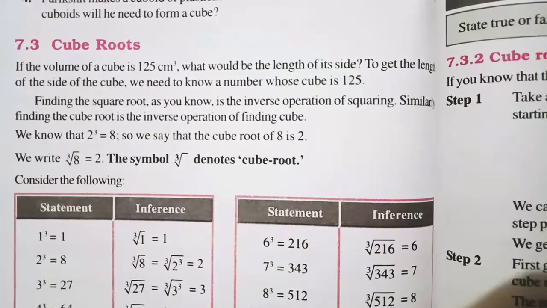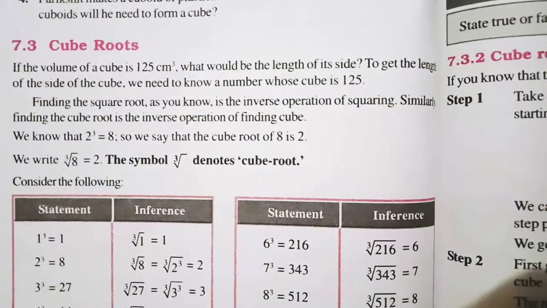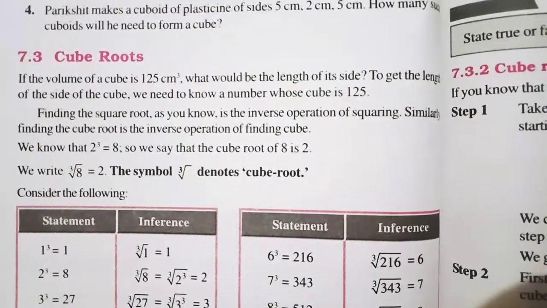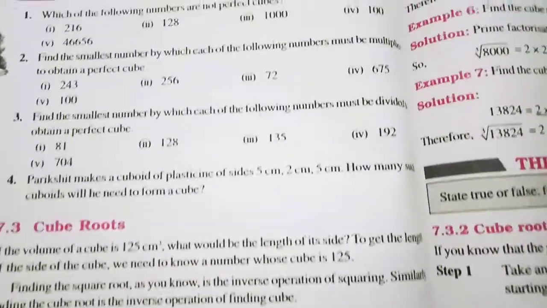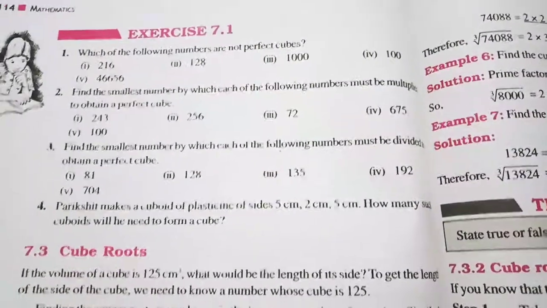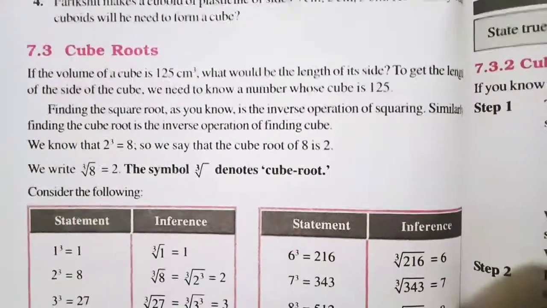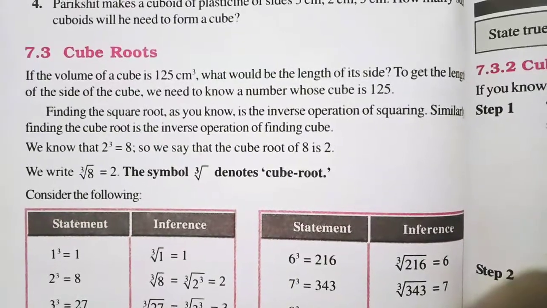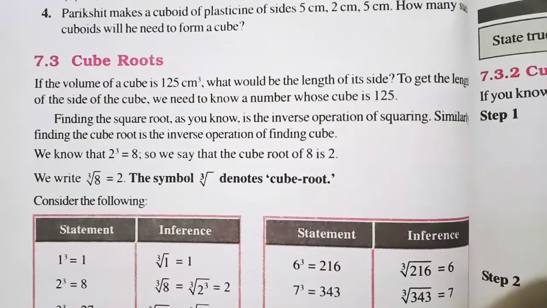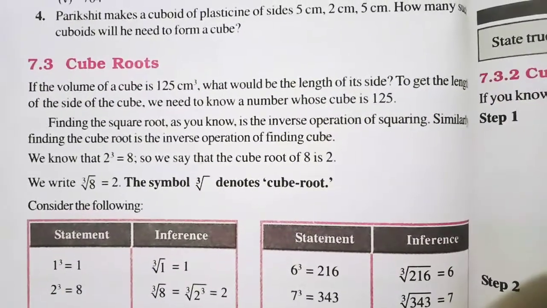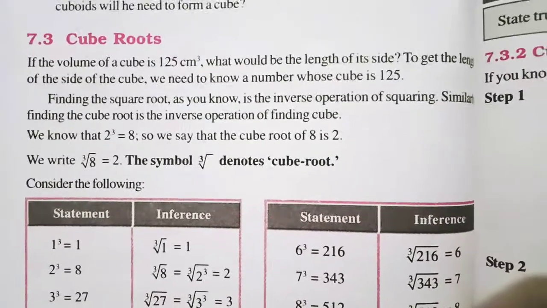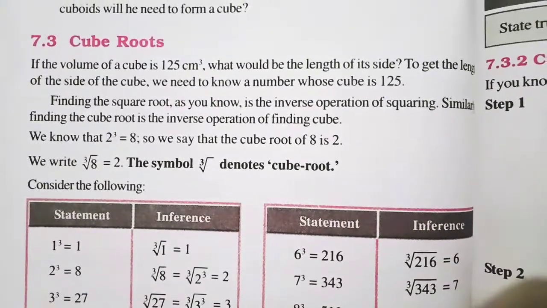Okay, so we are doing the chapter cubes and cube roots, and we have successfully done exercise 7.1 in the previous video. Now I am going to start the cube roots. What is the meaning of cube roots? You have learned what is cube. Cube means multiplication of the same number 3 times, that is called cube.